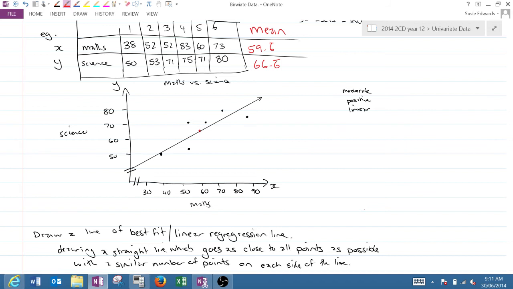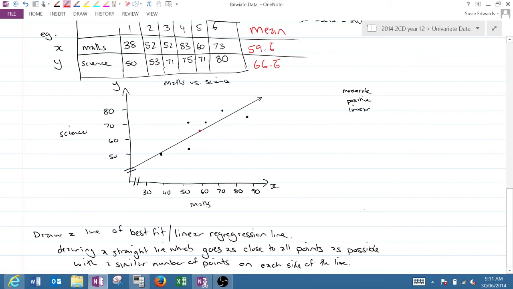So it needs to go through the whole graph and it needs to be as close to all the points as possible. All right? This line is what we can now make predictions on. Because I can't make a prediction for if someone got 52 in maths. Why do you think, if I didn't have that line, I couldn't make a prediction to say what they are going to get in science if they got 52 in maths? Yeah. It could be anywhere.